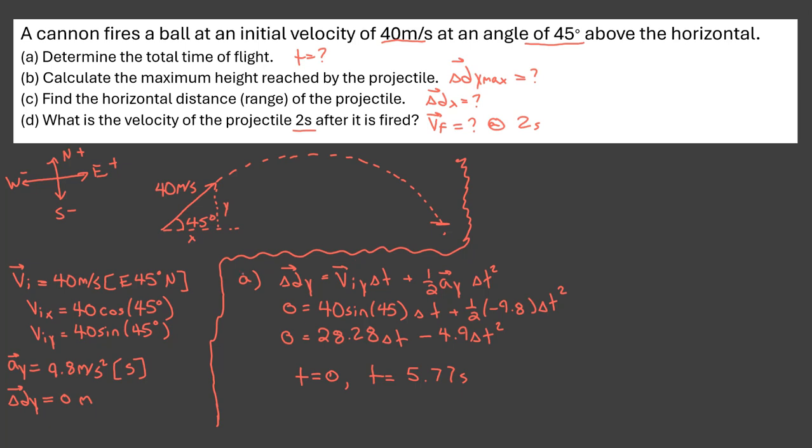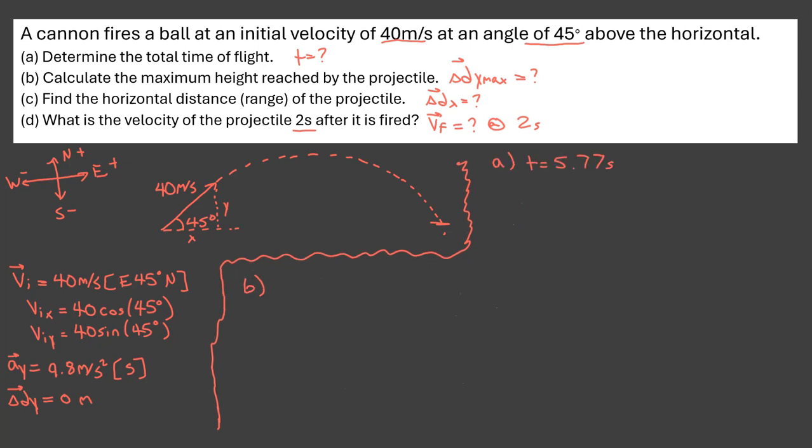Now I know that it's not going to be 0, right? That's exactly where my initial point is. I care about the total flight time, so I'm therefore going to utilize this 5.77 seconds, right? So that'll be my answer for part A.